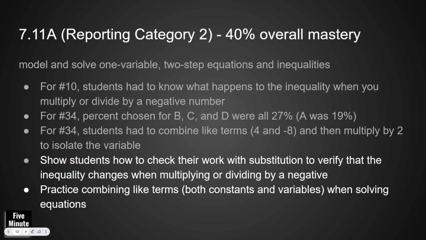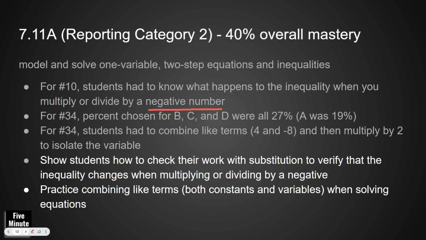So for number 10, right, students had to know what happens to an inequality when you multiply or divide by a negative number. That's the big key learning, and you can almost guarantee that you're going to get a problem like that on each 7th grade STAAR test. They're going to have to isolate a variable. It's going to take 1 or 2 steps, but there's going to be an inequality, and it's going to have a negative coefficient, and you're going to have to multiply or divide to get rid of it. Students just need practice knowing what happens when you multiply or divide by a negative number.